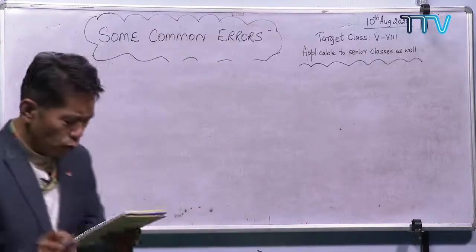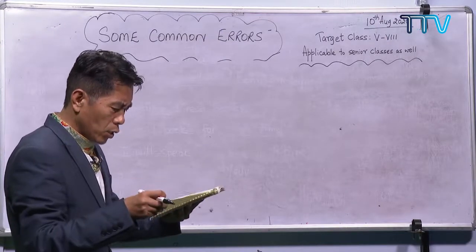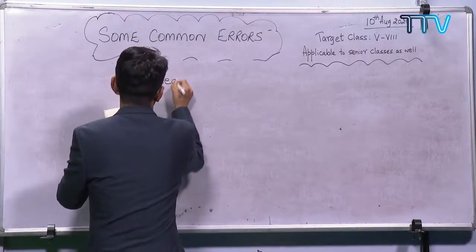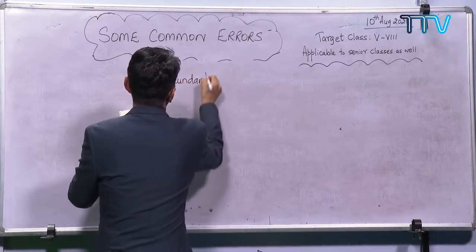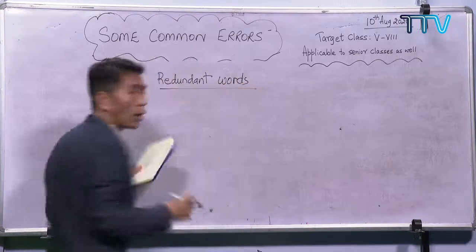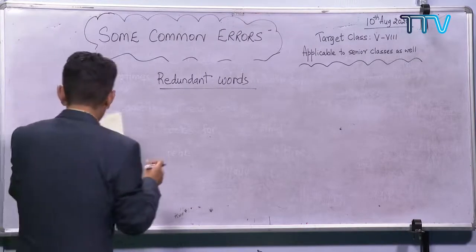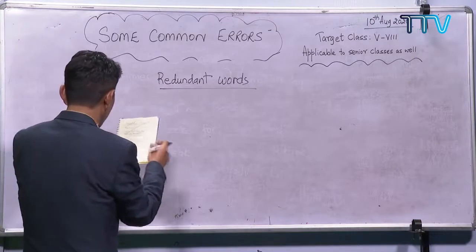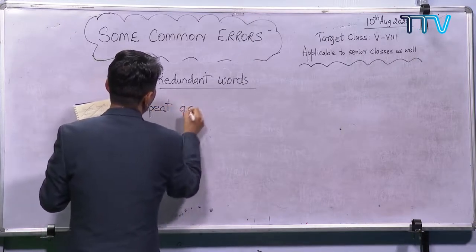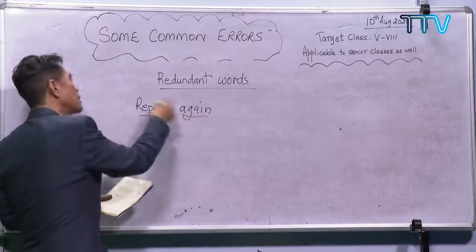I hope I'm not running out of time right now. I want to talk about redundant words, which is important. Redundancy, or redundant words, is a common error. We tend to repeat. We tend to add additional words. When I write the example, I'm sure you can easily understand. Can you please repeat again? This kind of mistake is called redundancy. Repeat and again: repeat means again.